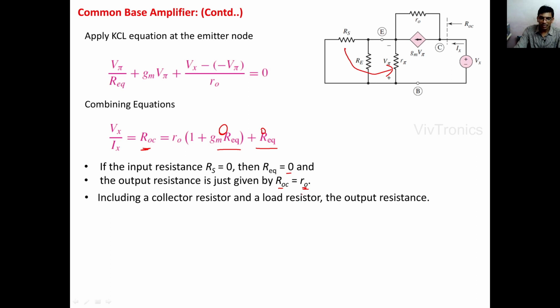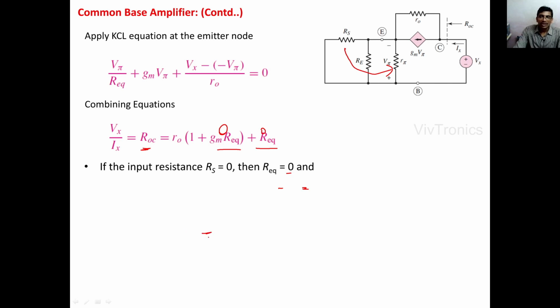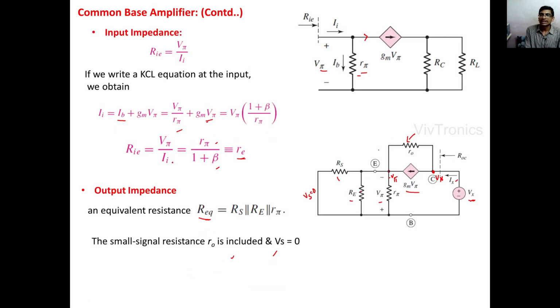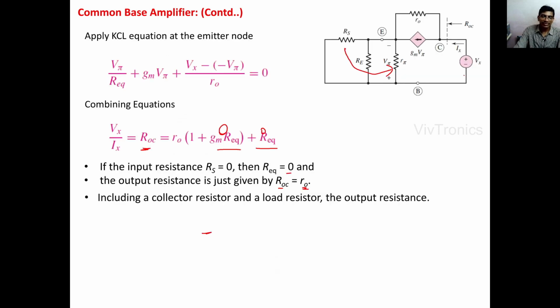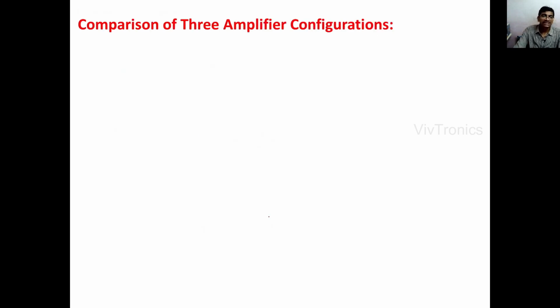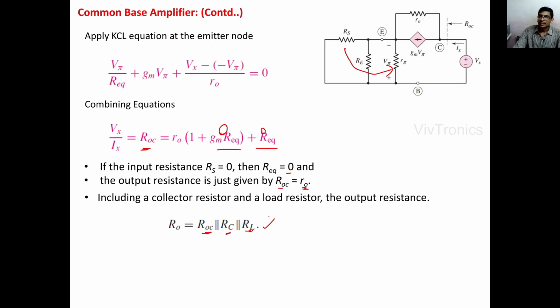And the effective output resistance, including the collector resistance and load resistor, can be given as follows. The effective resistance is the resistance in parallel with ROC, in parallel with RC, in parallel with RL. Therefore we can write R0 is equal to ROC parallel RC parallel RL, that is the output resistance, including the load resistance as well as the collector resistance. So this is about the common base amplifier.